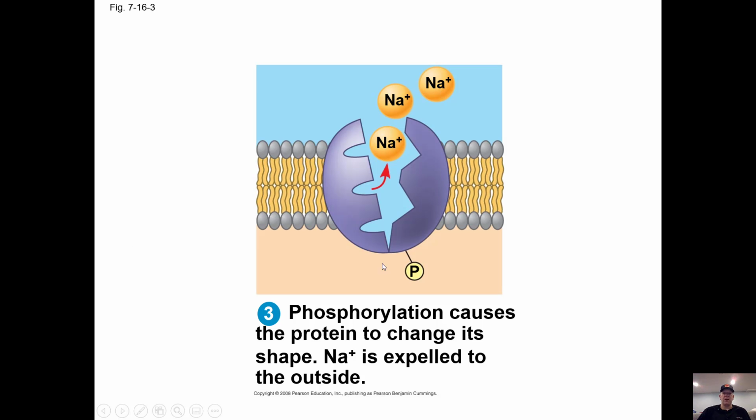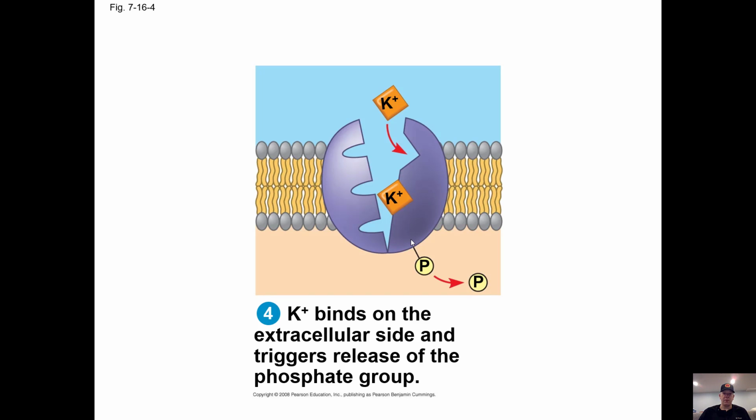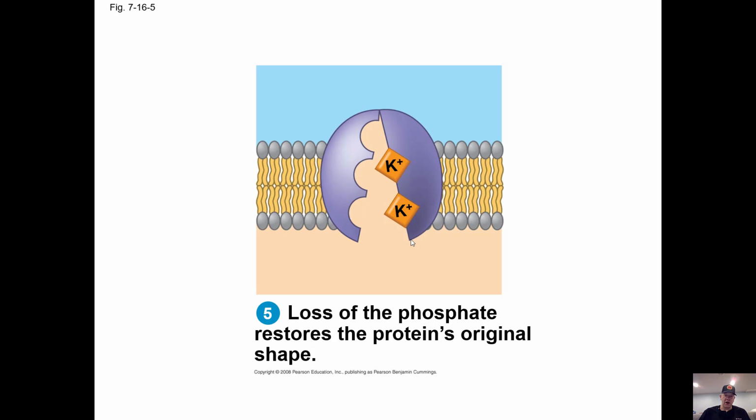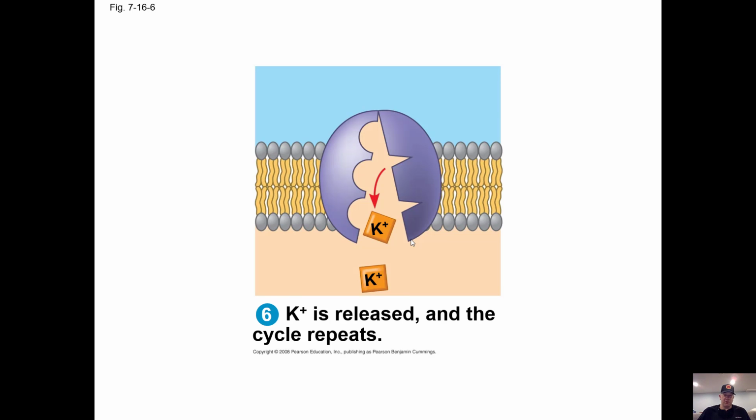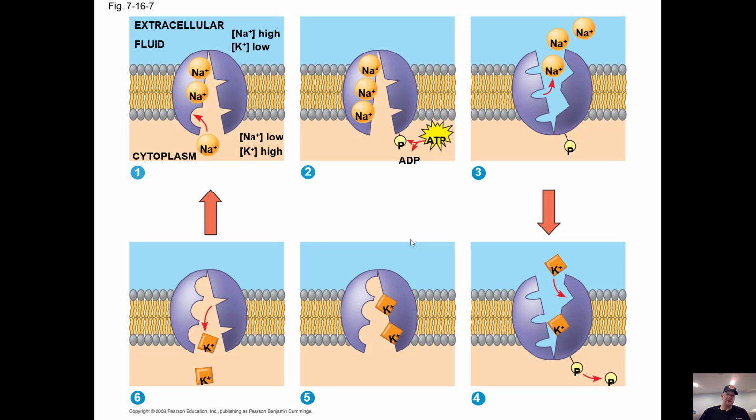And then you can see on the right-hand side, we've opened up some areas where potassium can actually fill in. So potassium comes in, and once both potassiums land in those sites, the phosphate will be released. And then once that phosphate falls off or gets kicked out, the protein goes to its original shape and allows the potassium inside of the cell. And then it can continue. And you can see here it's just a continuous cycle.